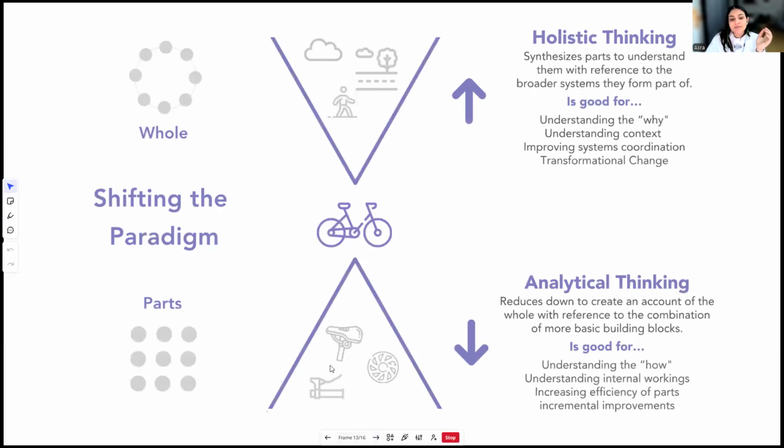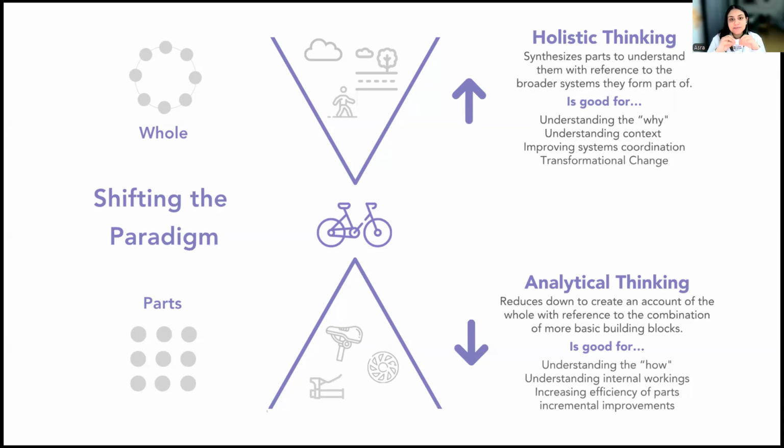It has two parts. It has two sections, parts and whole. The main objective of this canvas is to shift the paradigm from looking at the system in an analytic way to a more holistic way. First, you understand the system through an analytic perspective, which is really reducing down to create an account of the whole with reference to a combination of various building blocks. Analytic thinking is good for understanding the how, the workings, and increasing the efficiency of the parts, and helps with incremental improvements. And then now we move to understand what holistic thinking is.